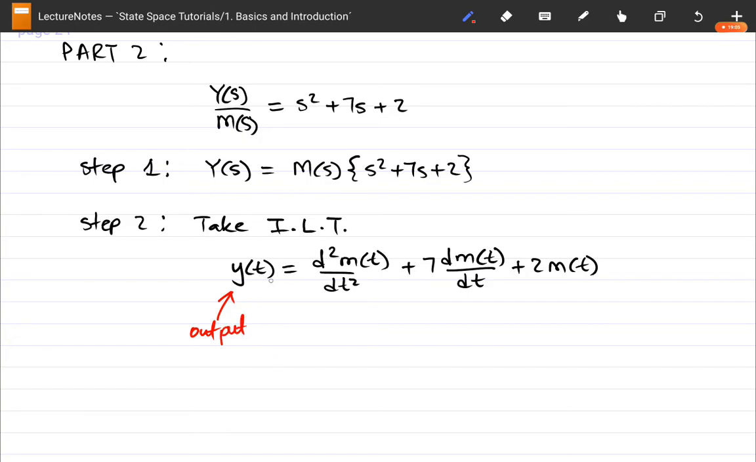So if our output is defined by the intermediate, then it should be obvious that this is in effect the output equation.